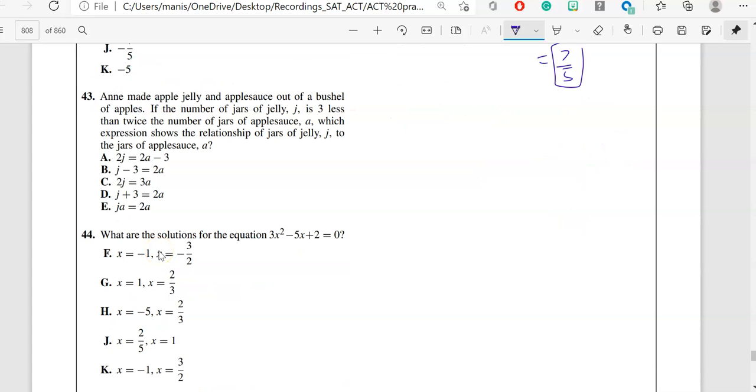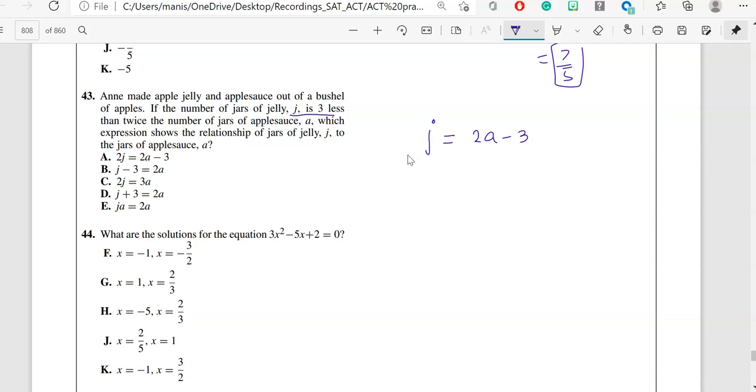Question number 43. N made apple jelly and applesauce out of a bushel of apples. If the number of jars of jelly J is 3 less than twice the number of jars A, which expression shows the correct relationship of jars of jelly J to the jars of applesauce A? So it should be J is 3 less than twice A. I messed up over here, 3 less than twice.